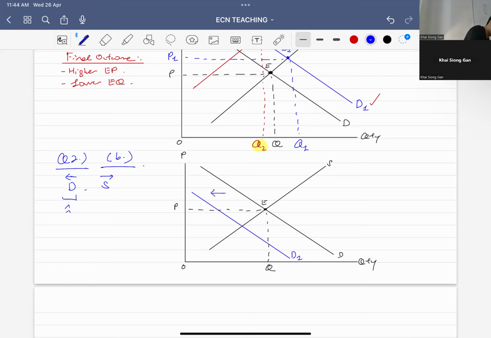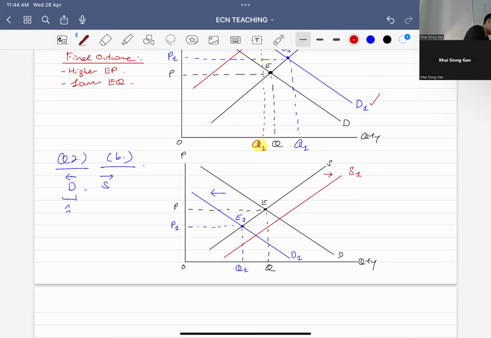To here. Lower price, lower quantity demanded. Okay, now supply increases, but not that much. Okay, so supply will increase, but not that much. Okay, supply increases because of favorable weather.